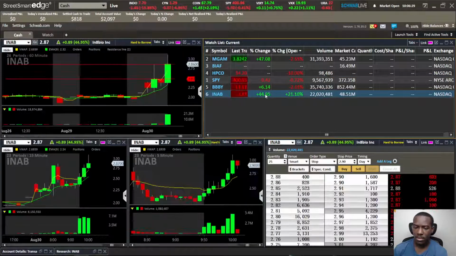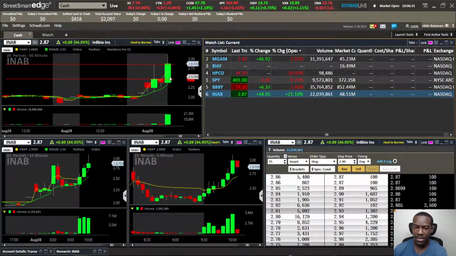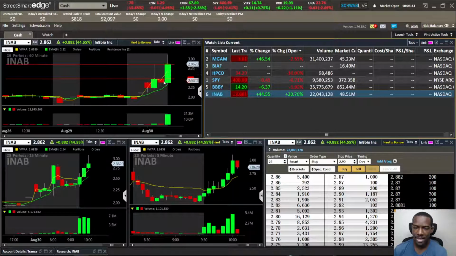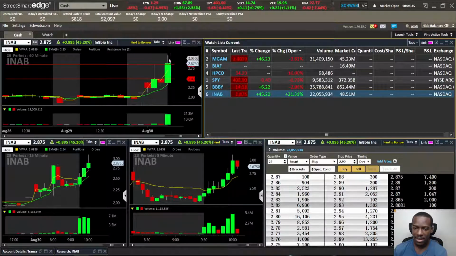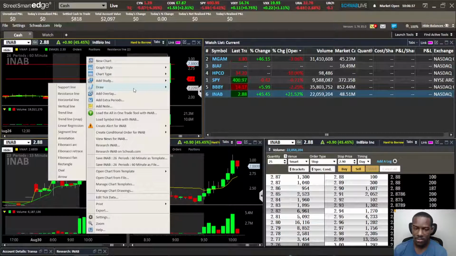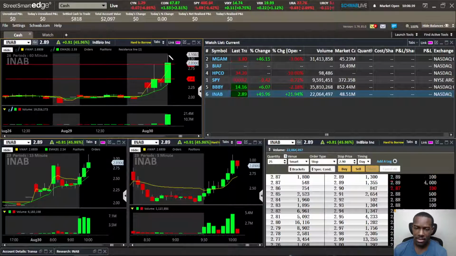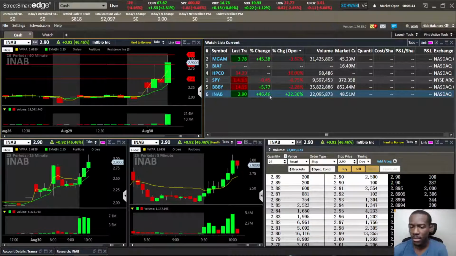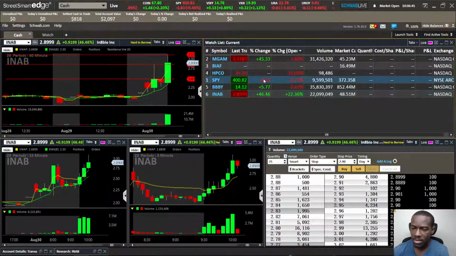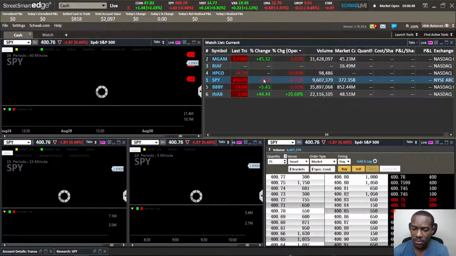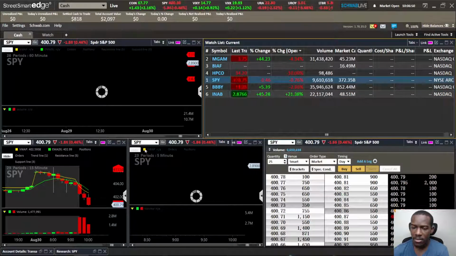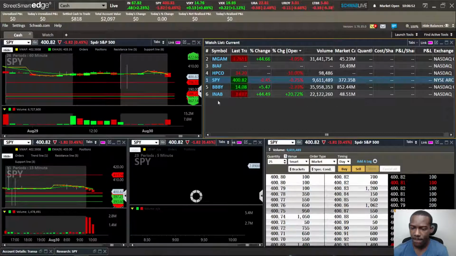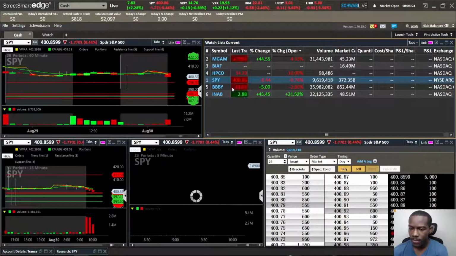Okay, let's go back down here. INAB getting pushed back into this short resistance. Had a nice little test up there to the 305's resistance level. But again, no obvious trend on that one. The SPY is down under the 401s to the 470s as well.